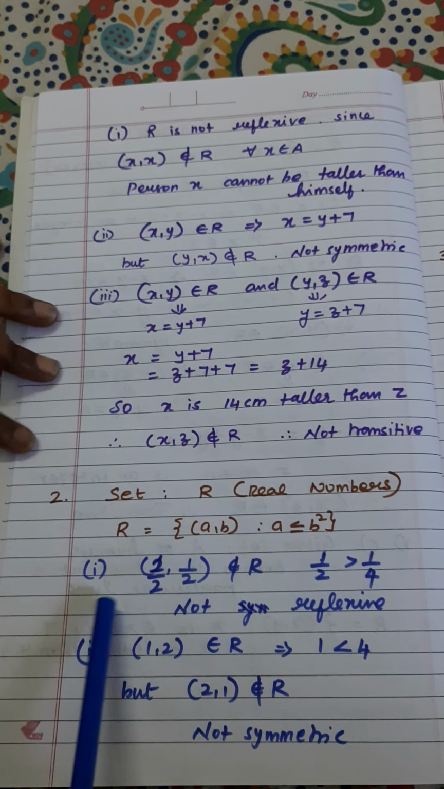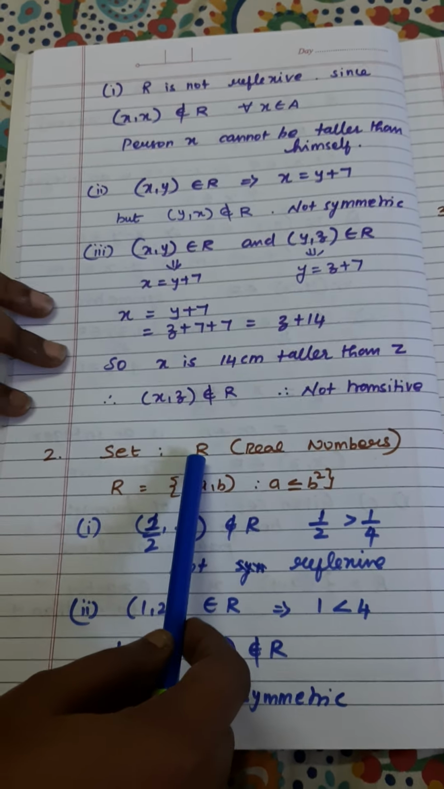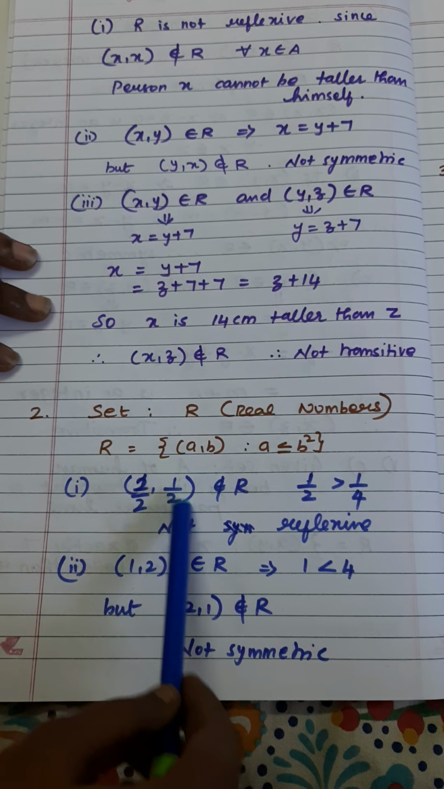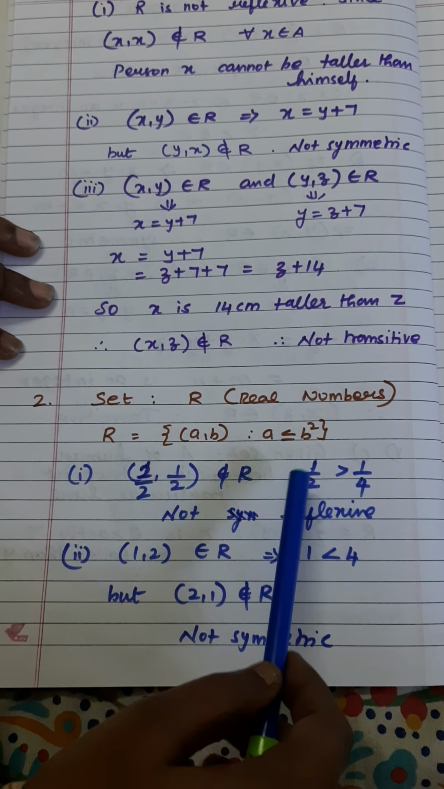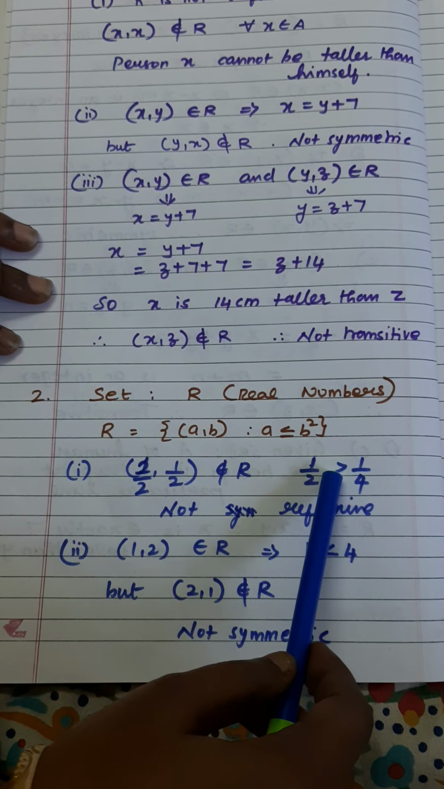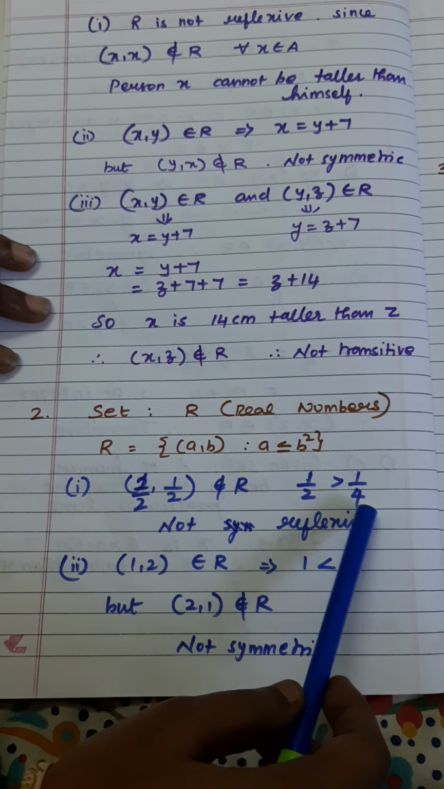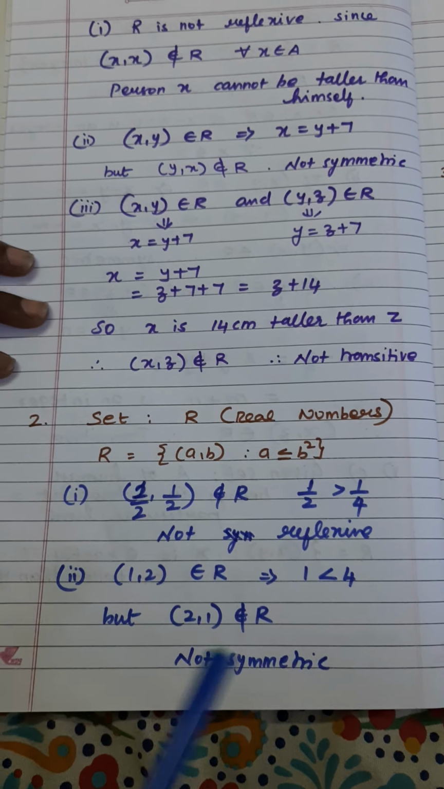So first we will check reflexive. It is a set of all real numbers, so we will take a fraction 1/2, comma 1/2, same number. 1/2 is greater than 1/4. It is not less than or equal to 1/4, so it is not reflexive.